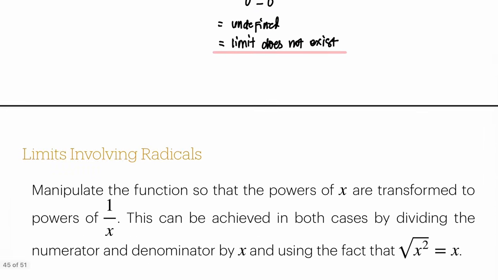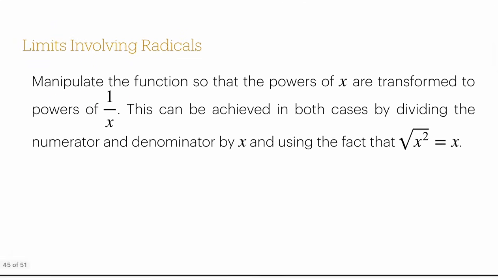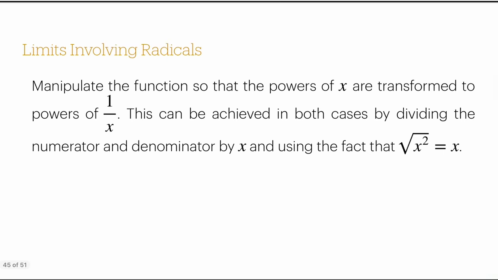It's another case if the limits involve radicals. So to evaluate or find the limits involving radicals, we are going to manipulate the function so that the powers of x are transformed to powers of 1 over x. And we can achieve that by dividing the numerator and denominator by x and using the fact that the square root of x squared is equal to x.